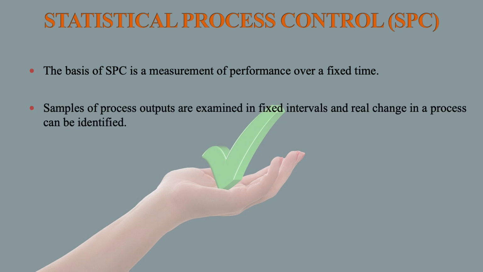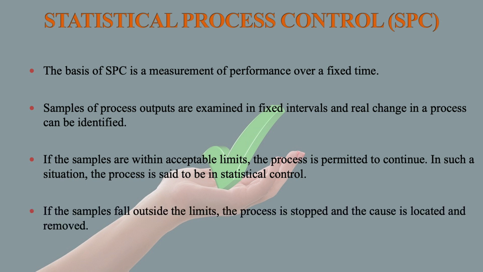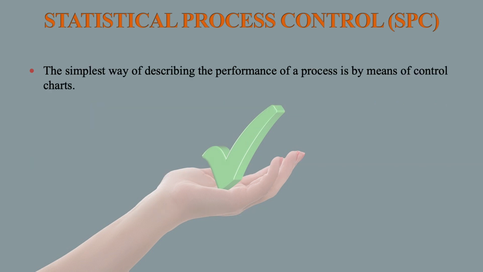Samples of process outputs are examined at fixed intervals and real change in a process can be identified. If the samples are within acceptable limits, the process is permitted to continue. In such a situation, the process is said to be in statistical control. If the samples fall outside the limit, the process is stopped and the cause is located and removed. The simplest way of describing the performance of a process is by means of control charts.